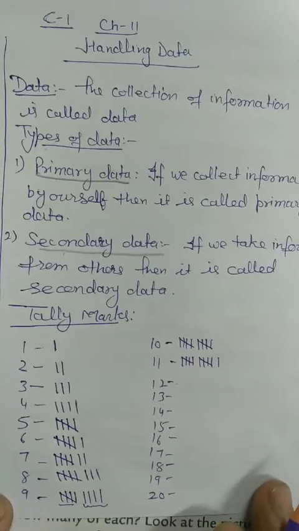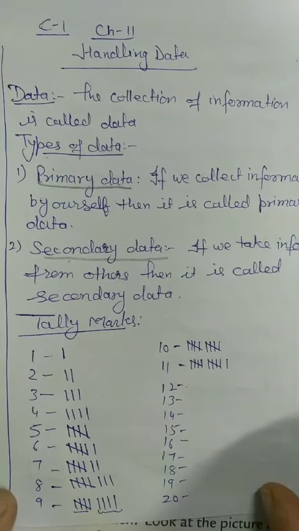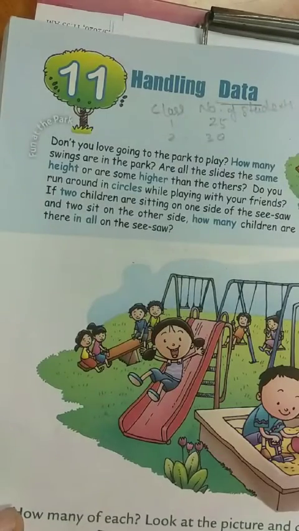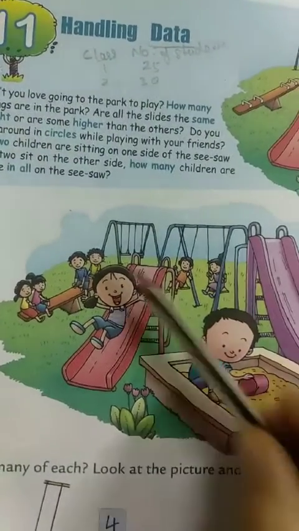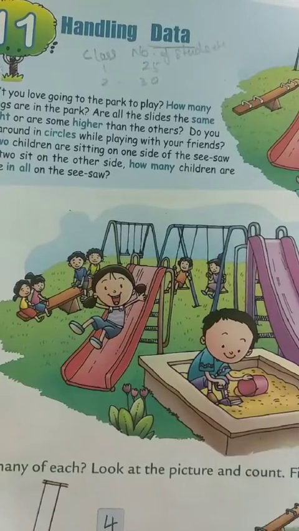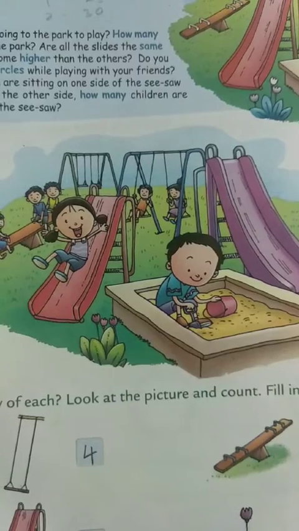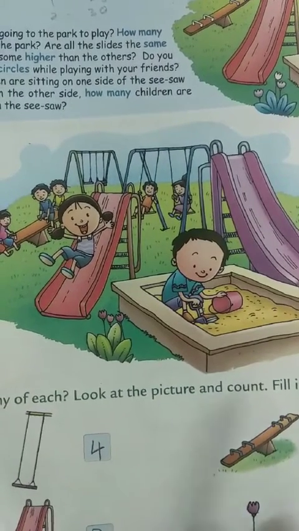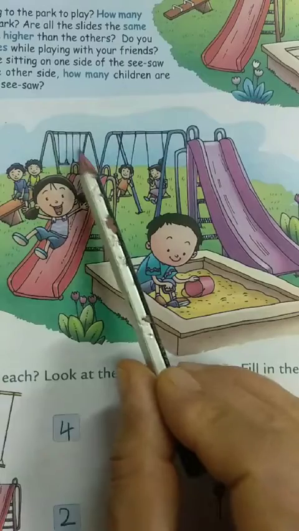So now we will come to the book side. You can pause it and write all these definitions. Now see the first page of your handling data chapter. You can see here, in a park there are some swings. So how many of each type, you have to write the data downside. The columns are given to you. So first, how many of these are there. There are these types of swings. You can see here there are 4, 1 2 3 4.